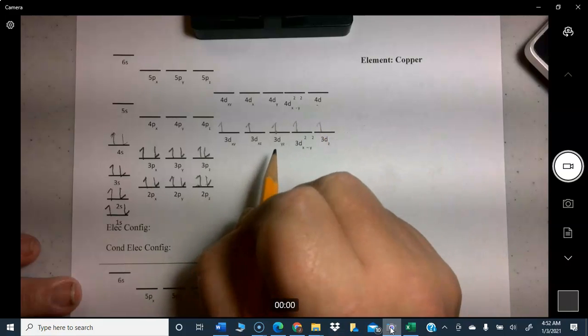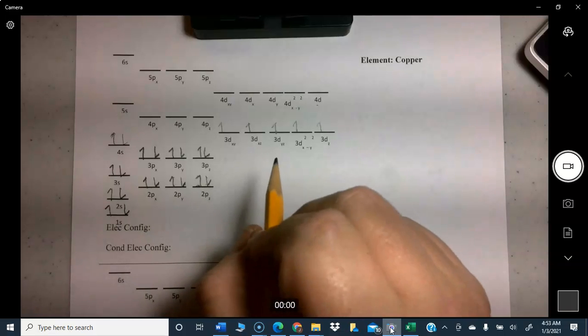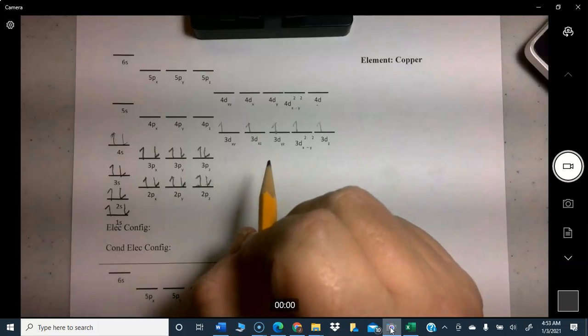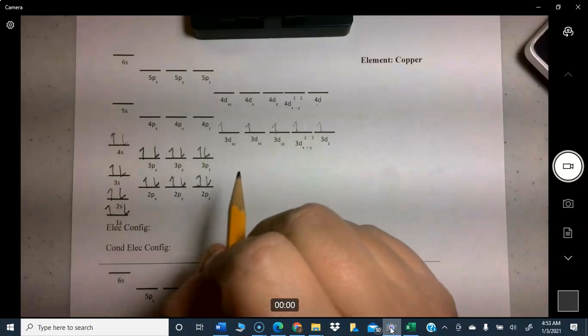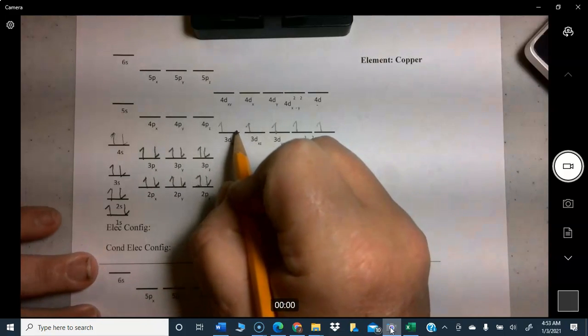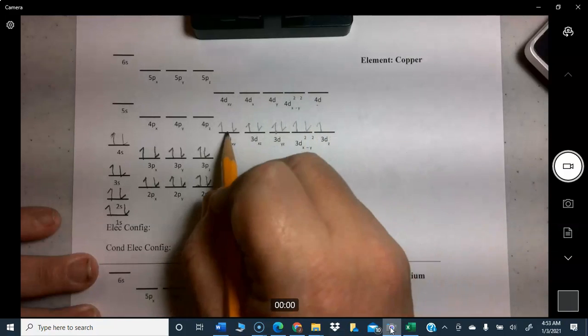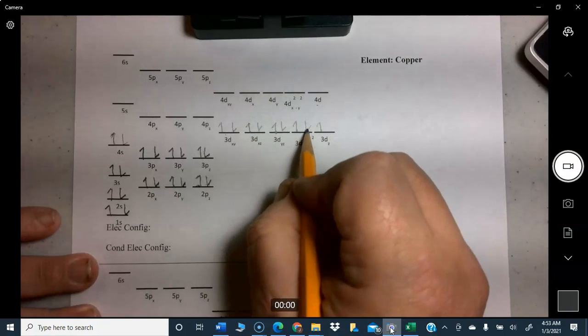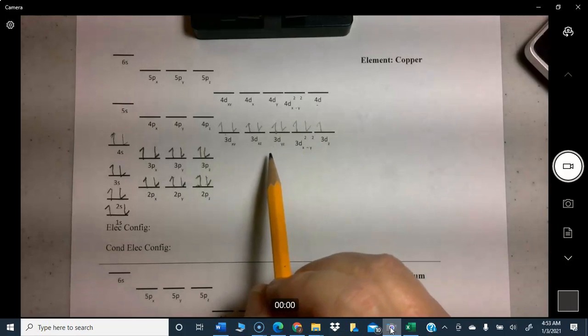Okay, there's 9 electrons in that d orbital. Copper's the 9th element over in the d orbital. It's the 11th element over in the 4th row, but it's the 9th element over in the d orbital. So here we go. Now we do down, down, down, down, and we have 1, 2, 3, 4, 5, 6, 7, 8, 9. So we're done. Okay, it looks like we're done, but there's a twist.